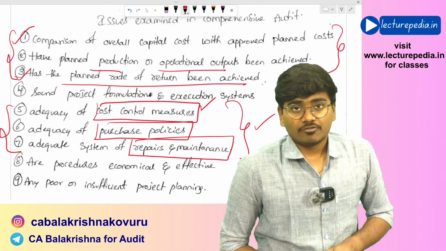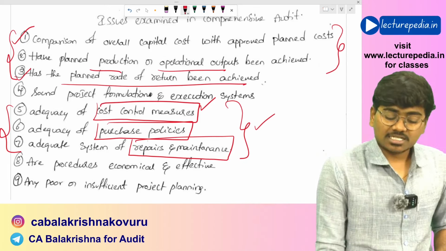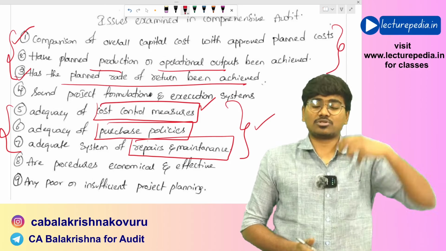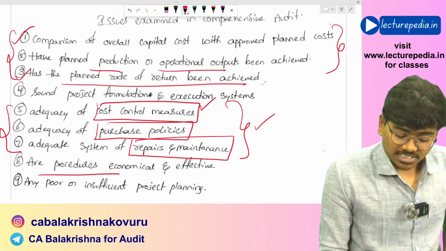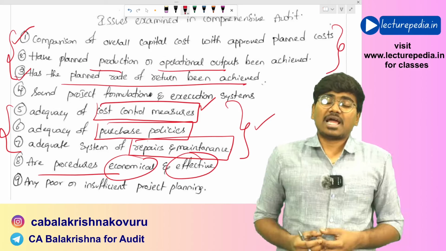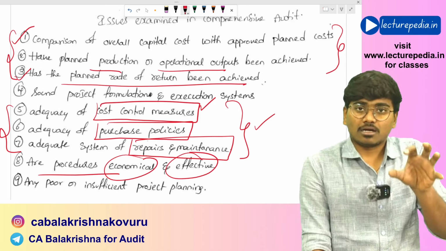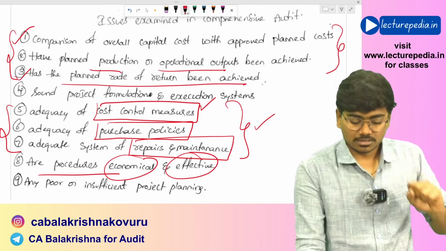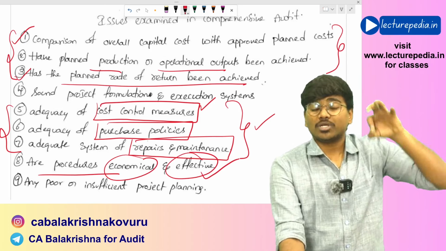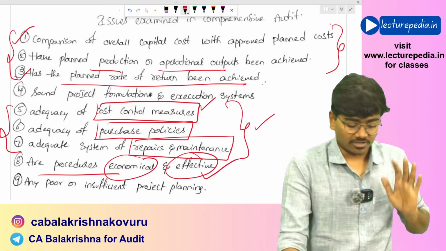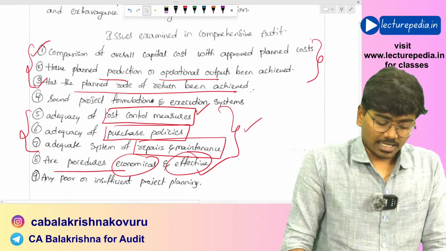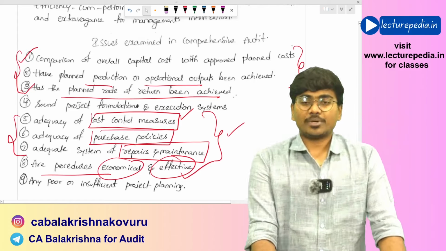And finally, the auditor will examine whether sound project formulation and execution systems are there or not. This is with respect to the implementation aspect, policies and procedures that are being followed. Next, are procedures economical and effective? The procedures that you are following for implementing a particular activity are economical, that means being conducted at less cost, and effective, that means able to achieve the results. You will verify this. And finally, any poor or insufficient project planning. These are the 9 aspects that you will examine in a comprehensive audit.